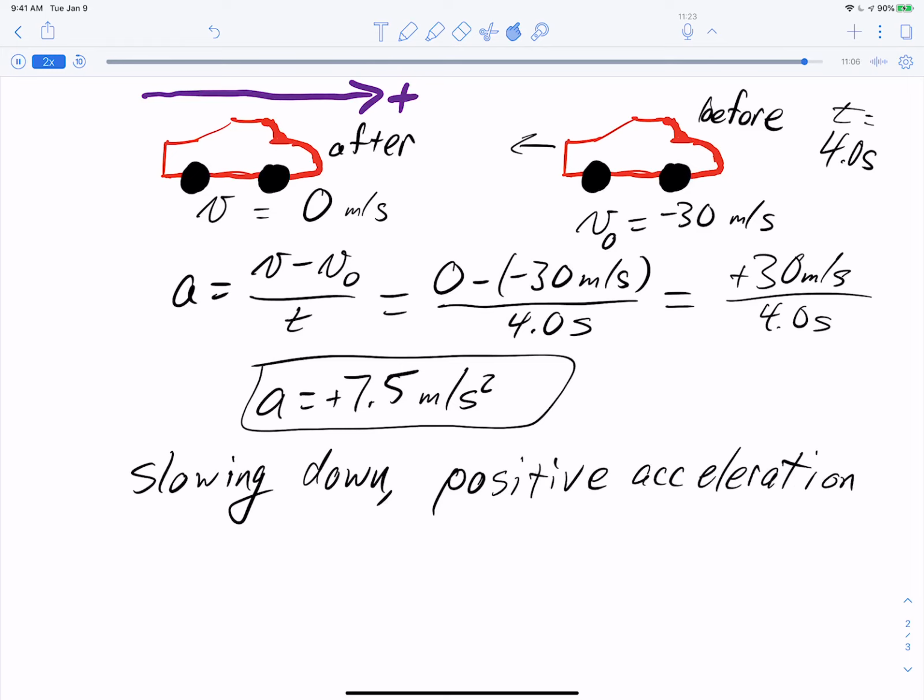Right. So those are the 4 examples of, you can either be speeding up or slowing down, and whether the acceleration is positive or negative depends on which way you were going, and which direction is defined as positive.